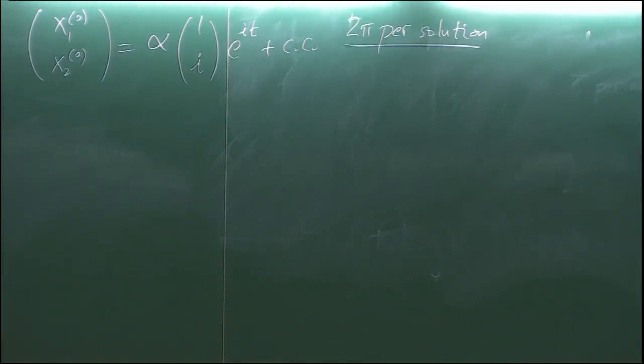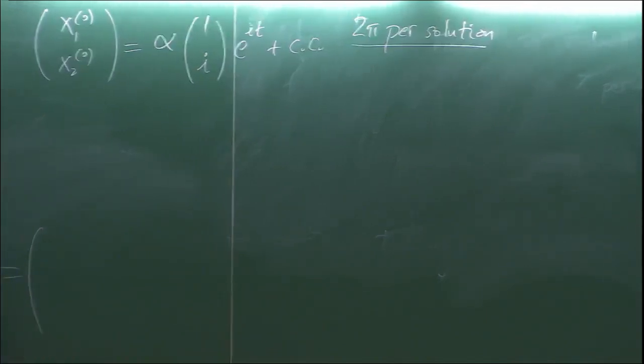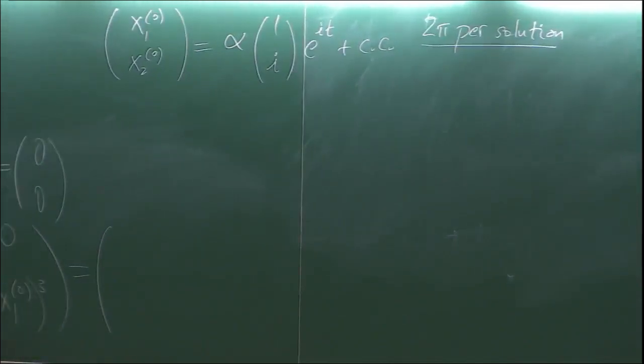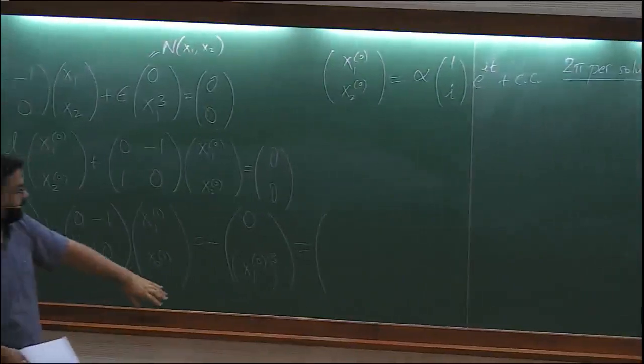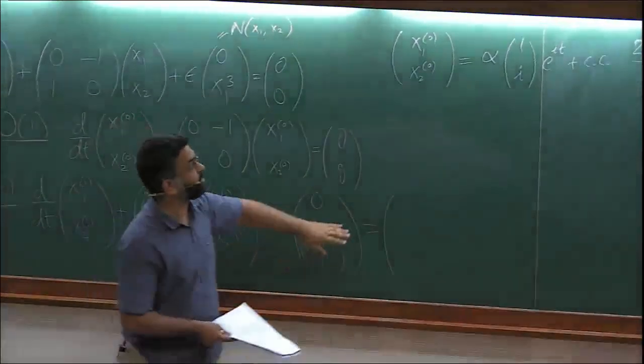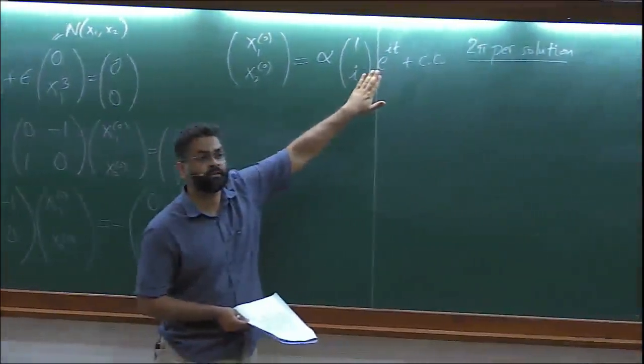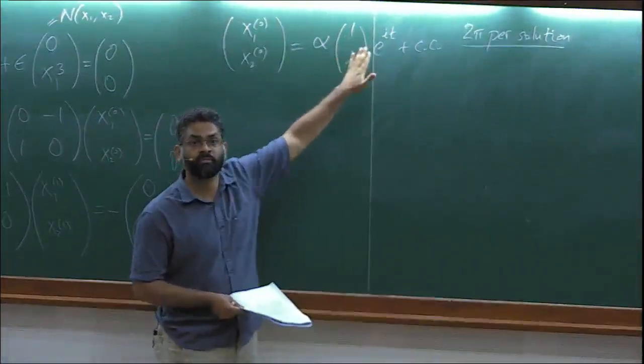All right. So now let me come to the order epsilon equation. I now know what x10 is. x10 is just alpha e to the it. It's the first term. Yes?